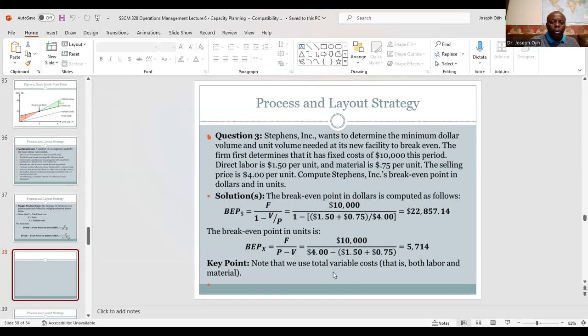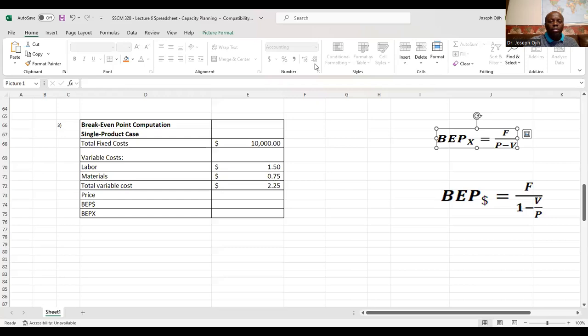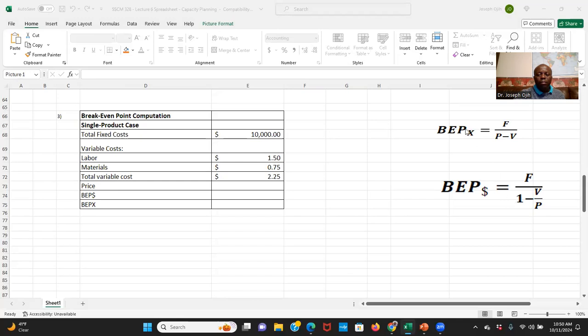If we want to calculate it in dollars, we are going to use the second formula that you can see on the screen here. If we want to do it in units, we use this one. For dollars, we use this one that has the dollar sign. So let us do it.